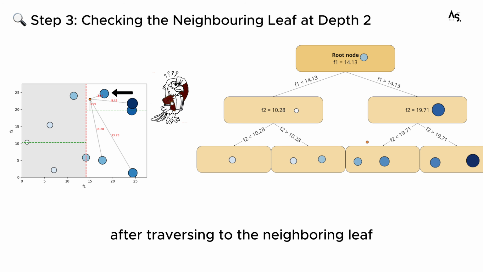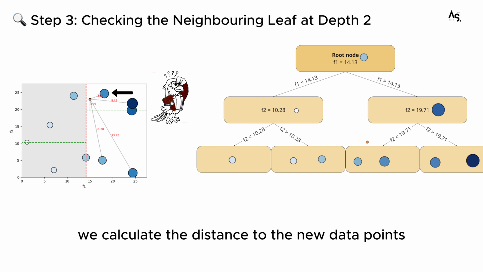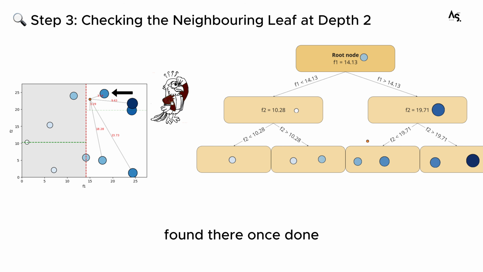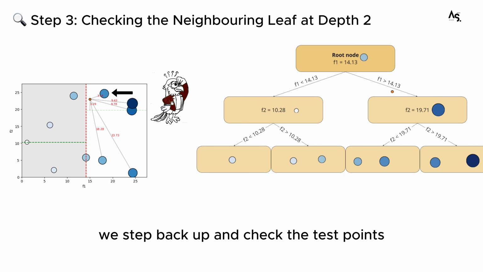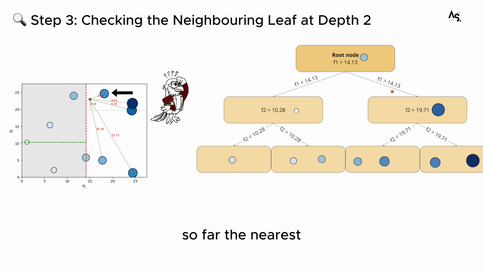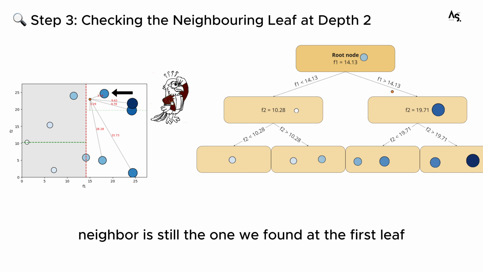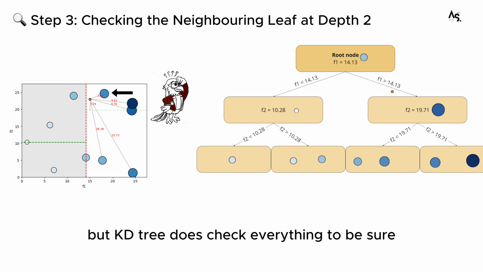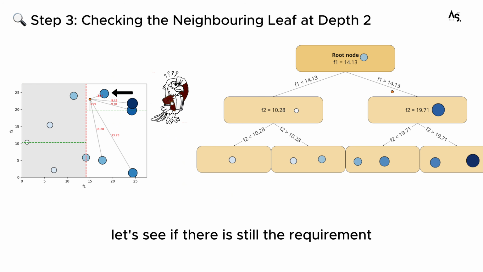After traversing to the neighboring leaf, we calculate the distance to the new data points found there. Once done, we step back up and check the test point's distance to the split node itself. So far, the nearest neighbor is still the one we found at the first leaf, but KD tree does check everything to be sure. Let's see if there is still the requirement to check all the data points.